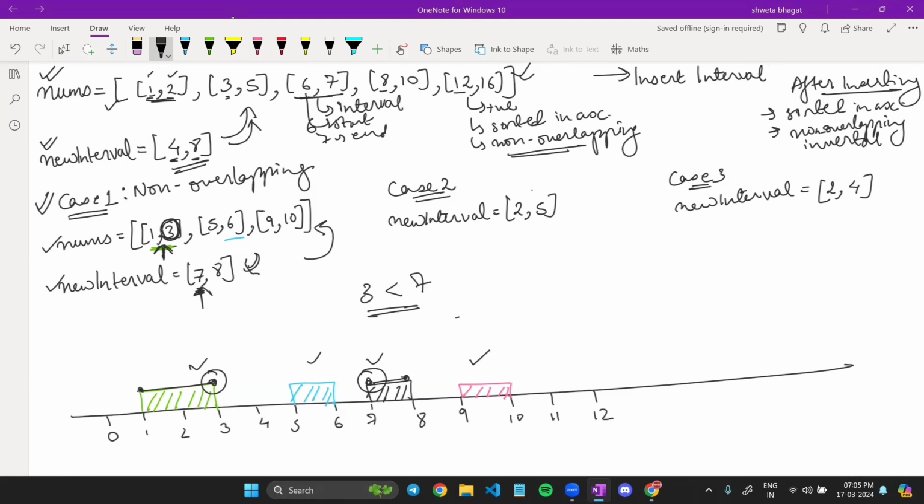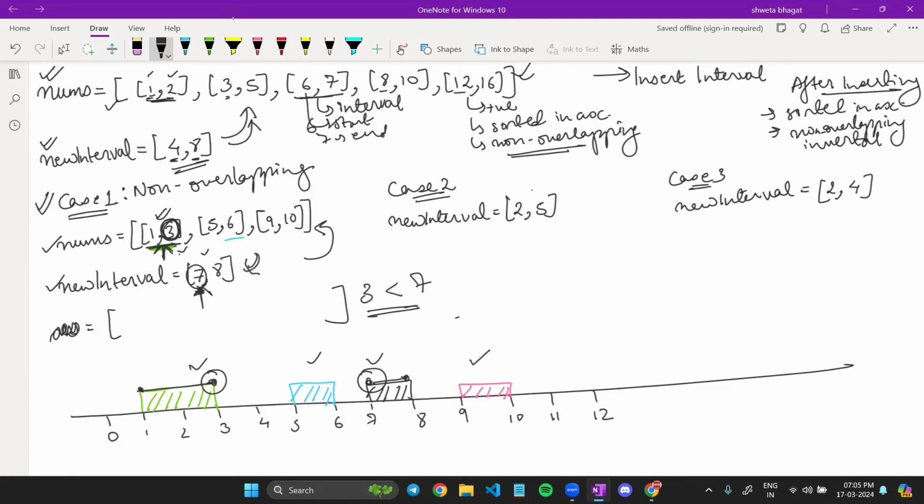So until and unless the end of an interval is lesser than the start of the new interval, it means that these two intervals don't have anything in common. So what we will do is simply keep on adding this one to our result. Say, for example, this is our result or this is our answer. So our answer will also be a 2D vector.